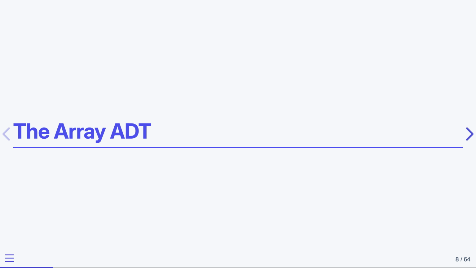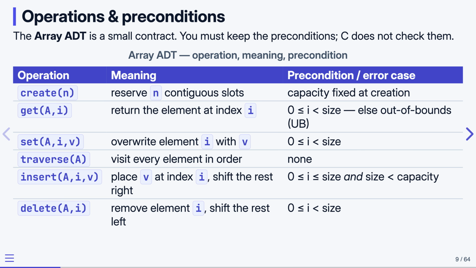Next, we look at the array ADT. This is the small set of operations the array promises, and the rules you must follow when you call them. The array ADT is a small contract. It lists the operations you can do, and it lists the preconditions.